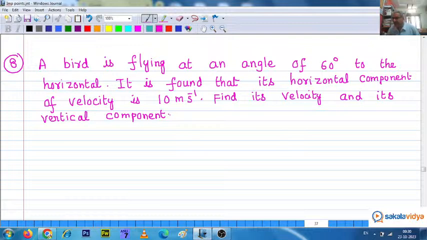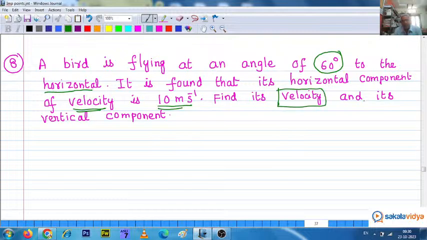So my dear students, please read the question carefully. Look at the screen carefully. If you want, you can take a screenshot also. So first read the question carefully. A bird is flying at an angle of 60 degrees to the horizontal. That means this is making 60 degrees with the horizontal component. It is found that the horizontal component of velocity is 10 meter per second. Then we need to find out the velocity and its vertical component.